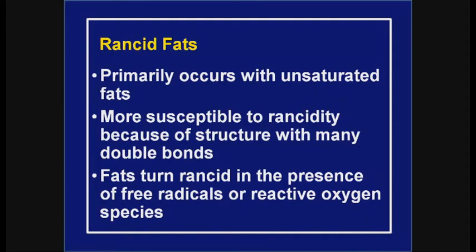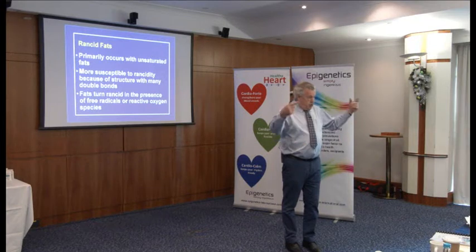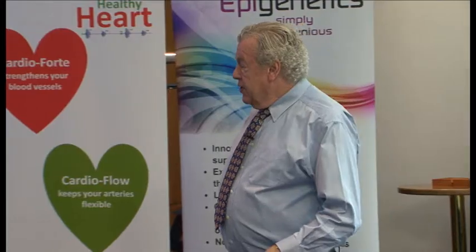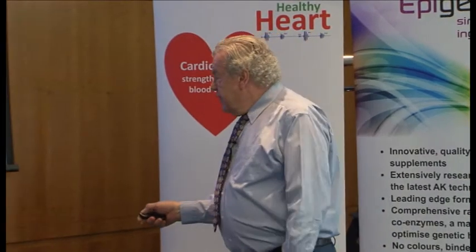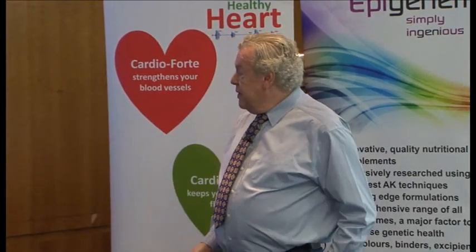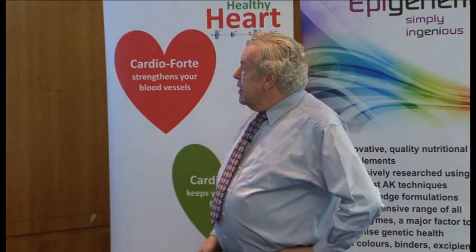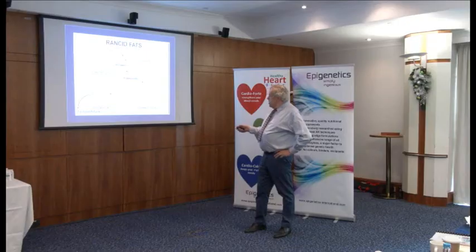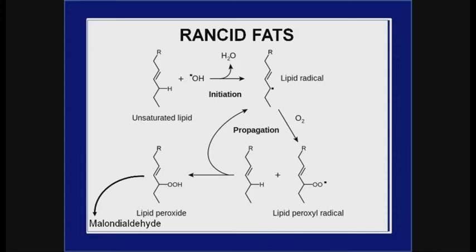So the more double bonds, the easier it is to become oxidized, for oxygen to attach to one of those double bonds. Fats turn rancid in the presence of free radicals, in other words, reactive oxygen species, which we talked about last module. Here we've got an unsaturated lipid with a double bond. Here we've got a hydroxyl radical, an OH with a free radical, an extra electron, which then donates its extra electron to the oil where the H position is. The H then goes off with the oxygen to make water.